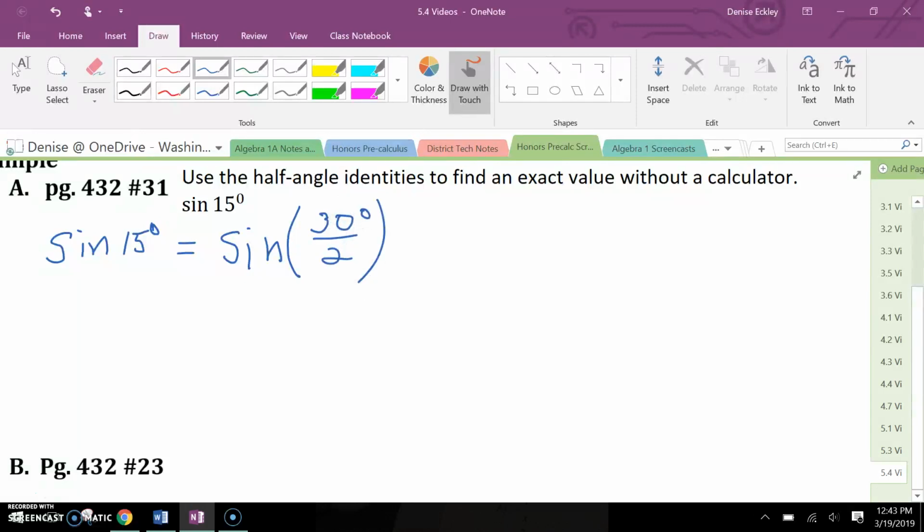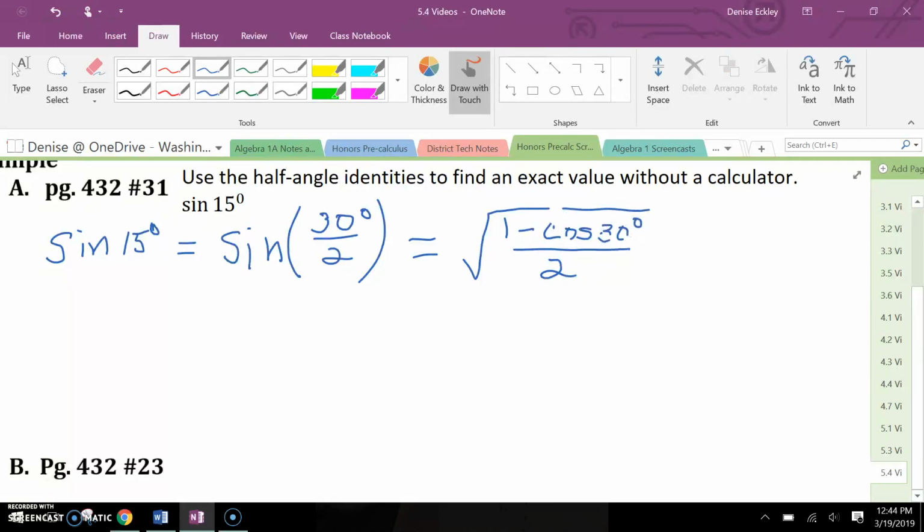So with that, we can use our identity for sine of half an angle, which is going to be the square root of 1 minus cosine of 30 degrees over 2. So now I'm going to, let me rewrite that. So that's going to be the cosine of 30 degrees.